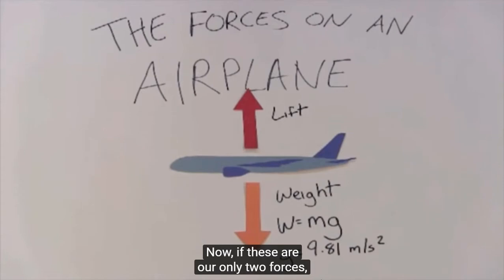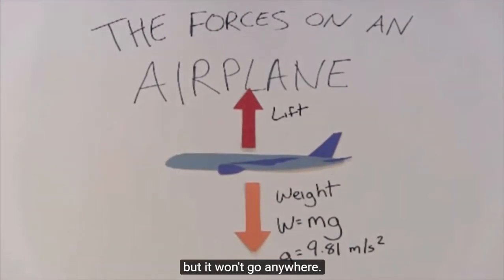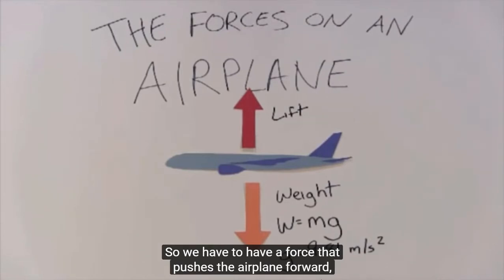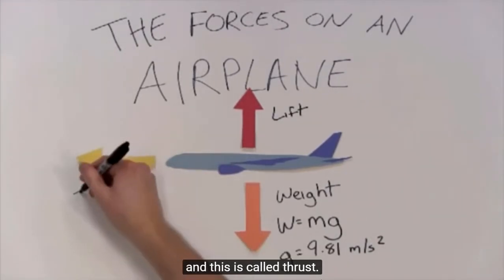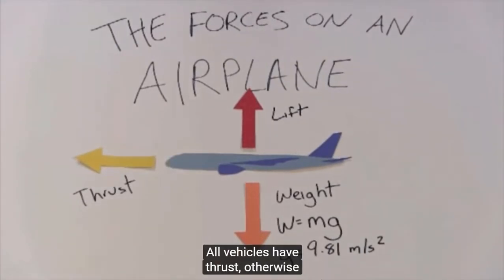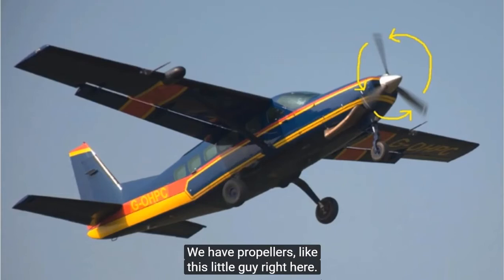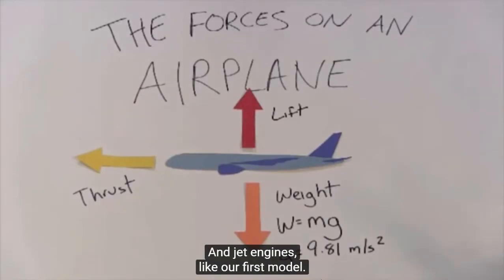Now, if these are only two forces, our aircraft will be able to go up and down, but it won't go anywhere. So we have to have a force that pushes the airplane forward, and this is called thrust. All vehicles have thrust, otherwise they wouldn't go anywhere like our airplane. On an aircraft, this thrust is produced by engines. There are two main types of engines. We have propellers, like this little guy right here, and jet engines, like our first model.